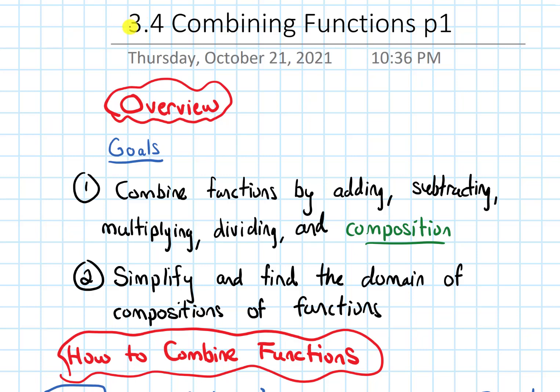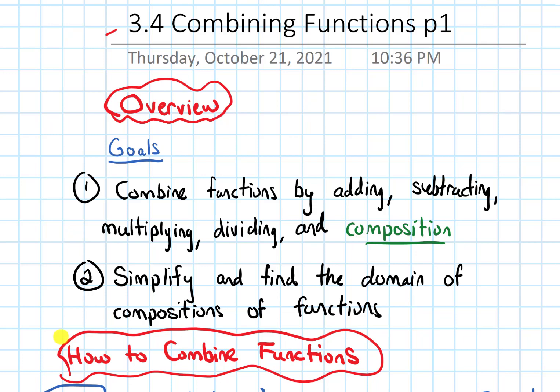In this video, we'll start section 3.4 on combining functions. Our goals for this section are to combine functions by adding, subtracting, multiplying, dividing, and composition. And composition is what we'll really focus on, when we put a function inside of another function. The second goal is to simplify and find the domain of compositions of functions.